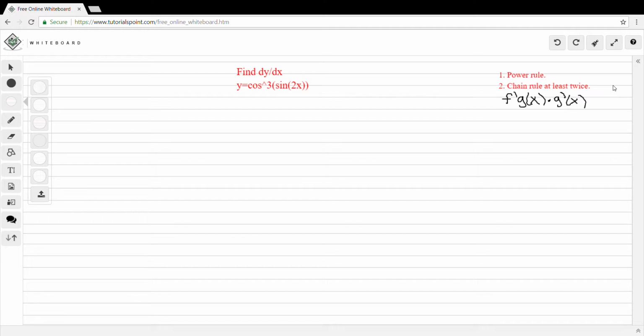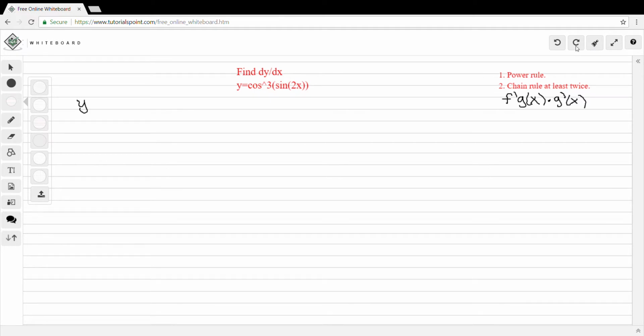So today we're going to find dy/dx, or the first derivative. In order to do this, we must know the power rule and the chain rule, which is f prime of g of x times g prime of x. So first step, I'm going to rewrite the problem.